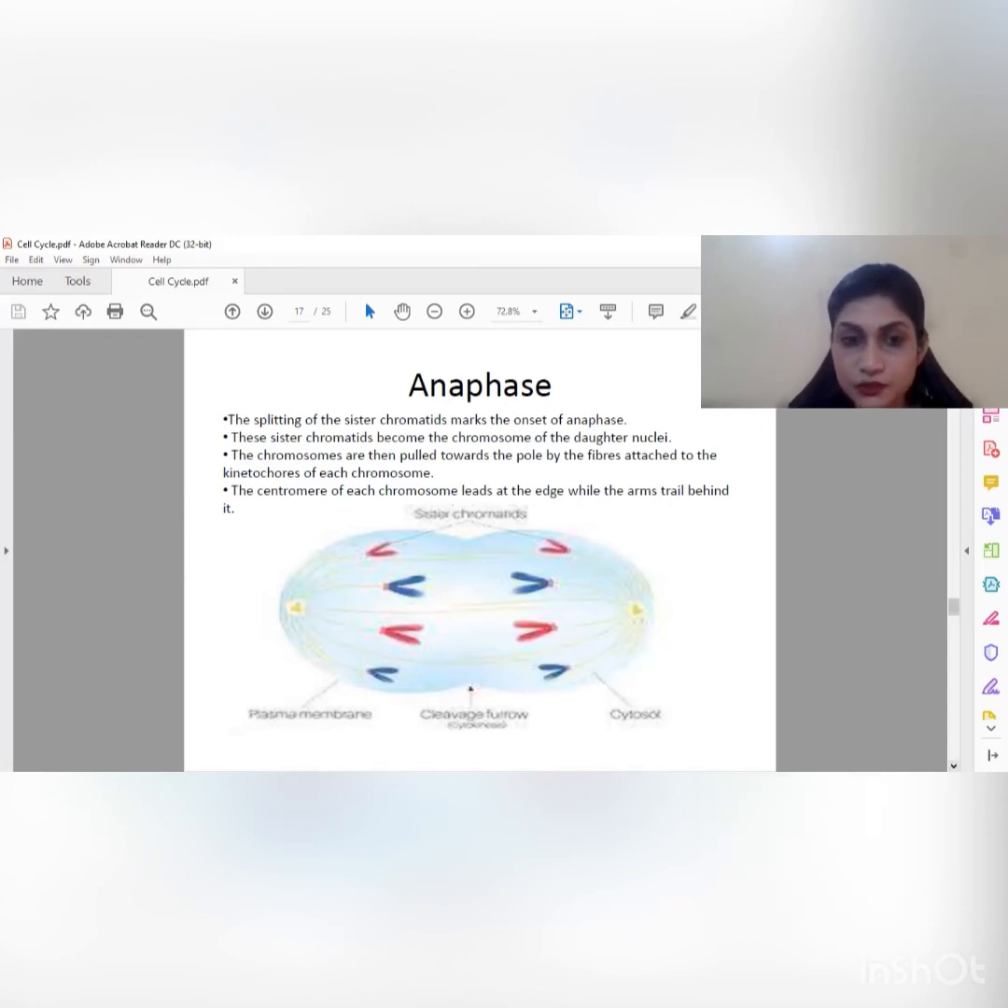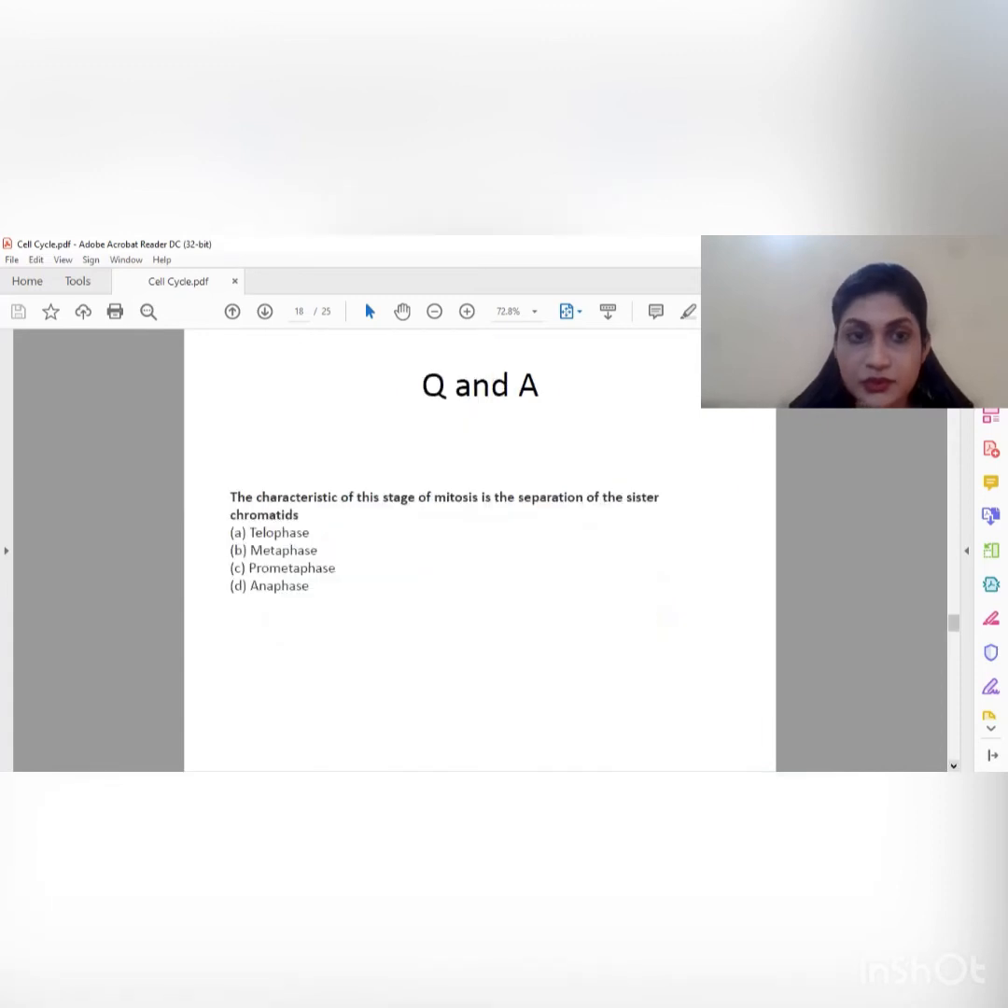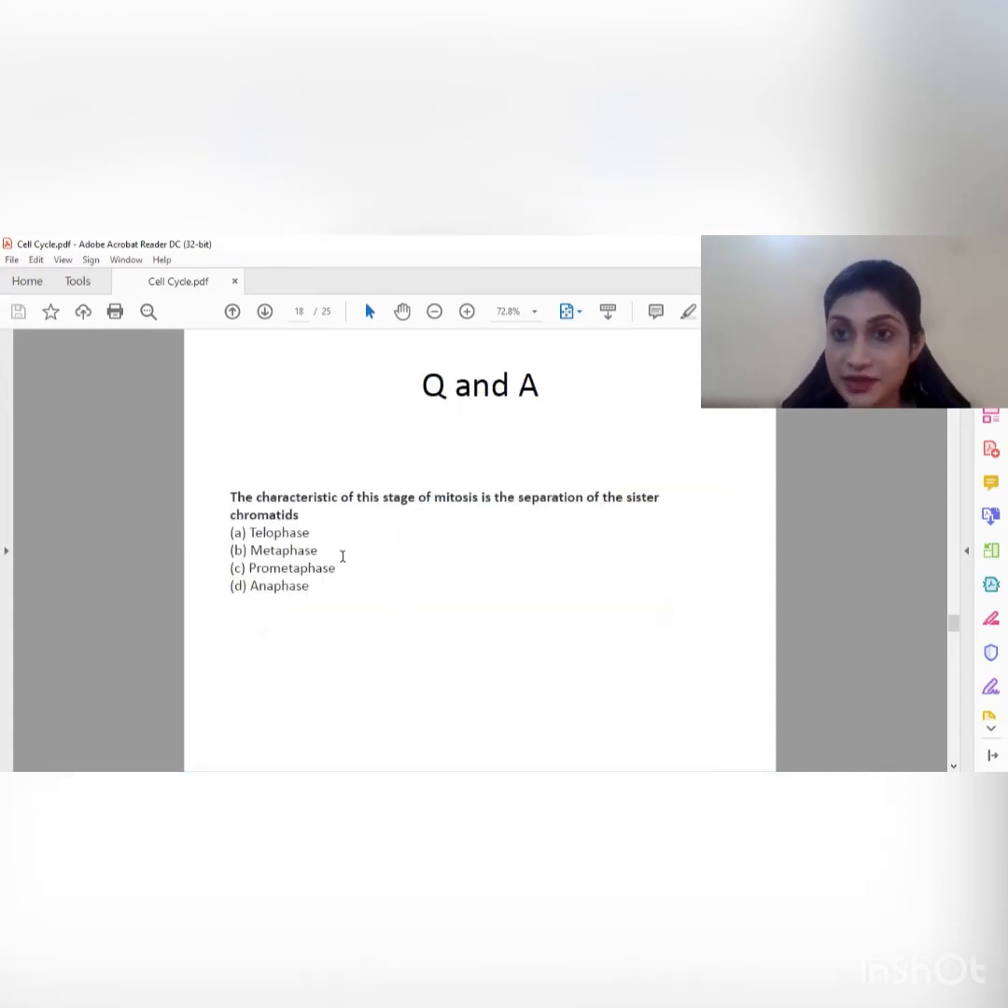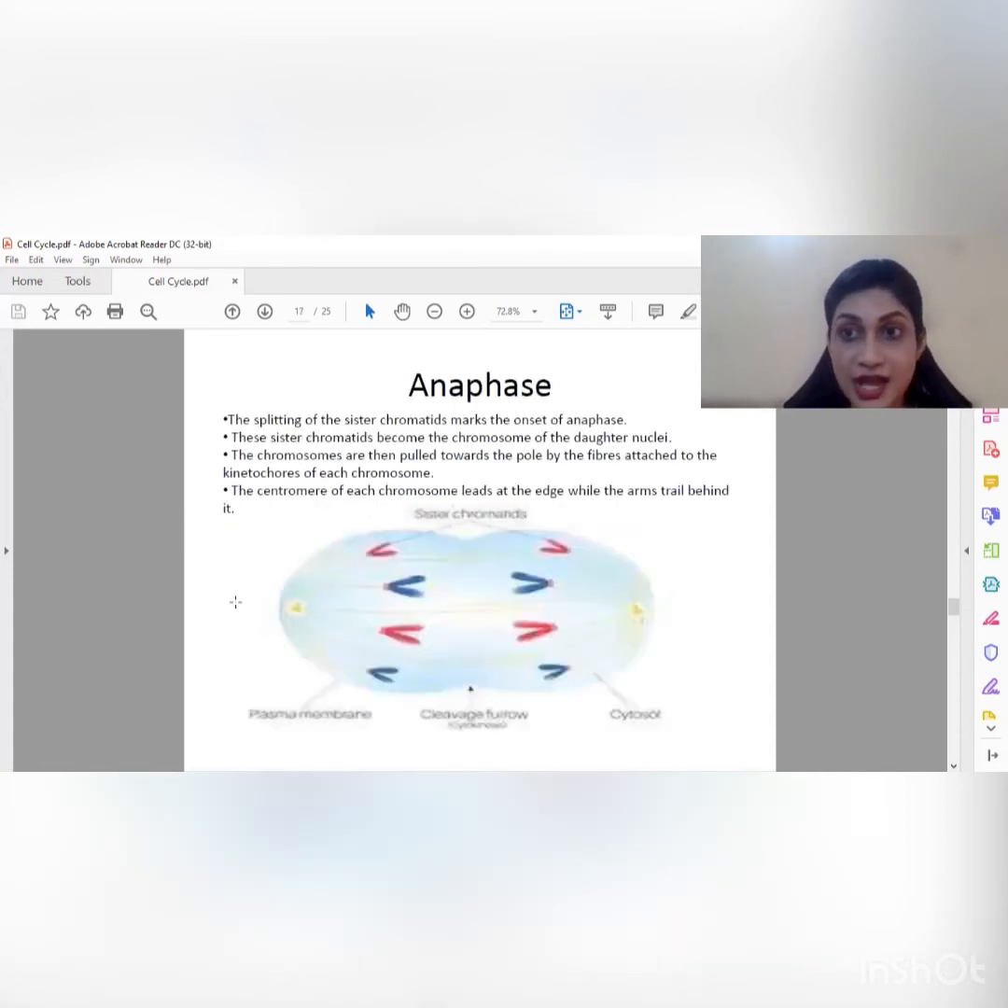Now let's move to a question. The characteristic of this stage of mitosis is the separation of sister chromatids. Very obvious, it is anaphase. Like we discussed, one of the prominent characteristics is that the sister chromatids separate and move to the opposite poles, led by the centromere, and the arms are the tail part, which trail behind it.